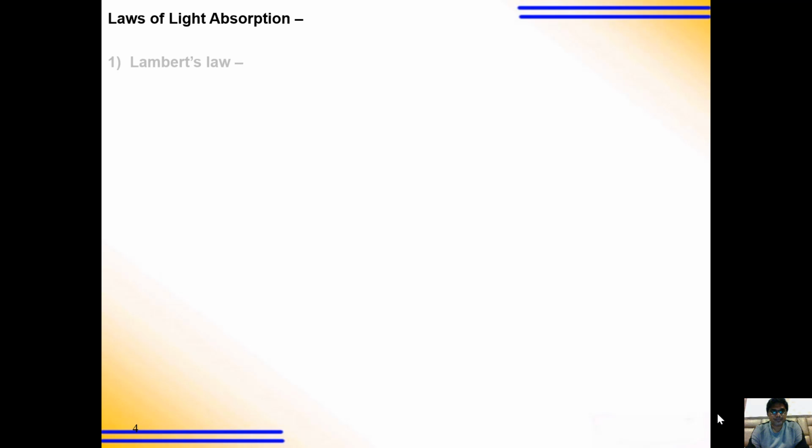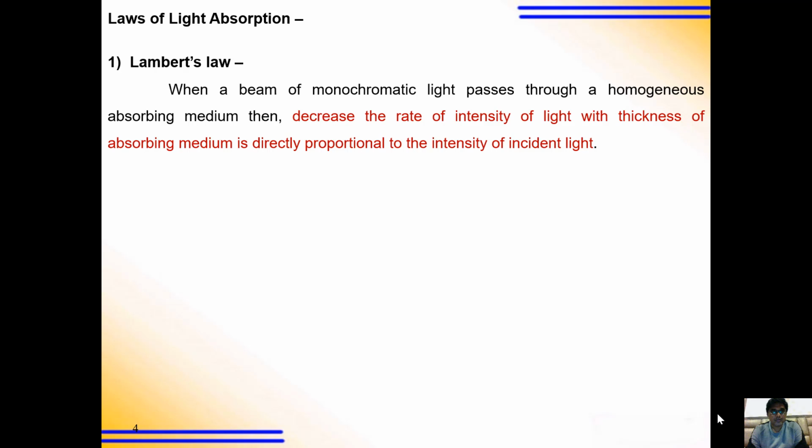Laws of light absorption. There are two very important laws: Lambert's law, and the second one is Beer's law. Lambert's law means when a beam of monochromatic light passes through a homogeneous absorbing medium, the rate of decrease of intensity of light with the thickness of the absorbing medium is directly proportional to the intensity of incident light. Mathematically we can write this law: minus dI upon dx is directly proportional to the intensity of light, that is I. So it can be written as minus dI upon dx is equal to k into I, where k is the absorption coefficient.